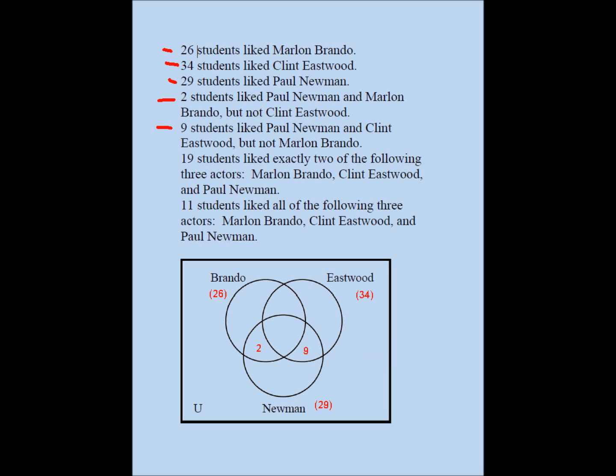Now this you have to be very careful. 19 students liked exactly 2 of the following 3 actors. These are the students who liked 3 actors. Exactly 2 of the 3 actors. These, plus these. So this statement tells me these 3 numbers should add up to 19. So that tells me this has to be 8, which is a little indirect.